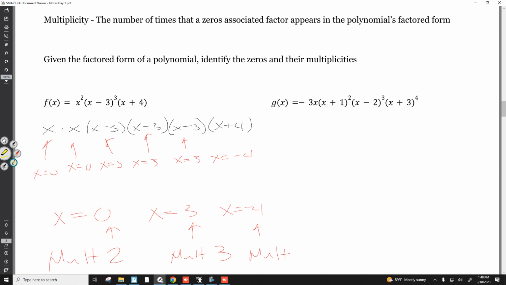Okay. All right, so do the one on the right. You don't have to write down the factors all separated. Just identify the zeros and the multiplicities. Don't use it for now, just write it down. What are your zeros? And what are their multiplicities? Tell your neighbor.